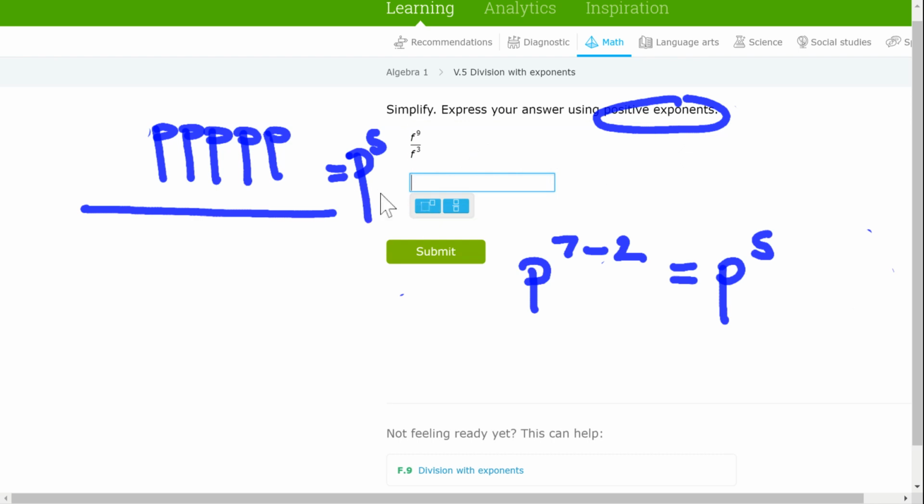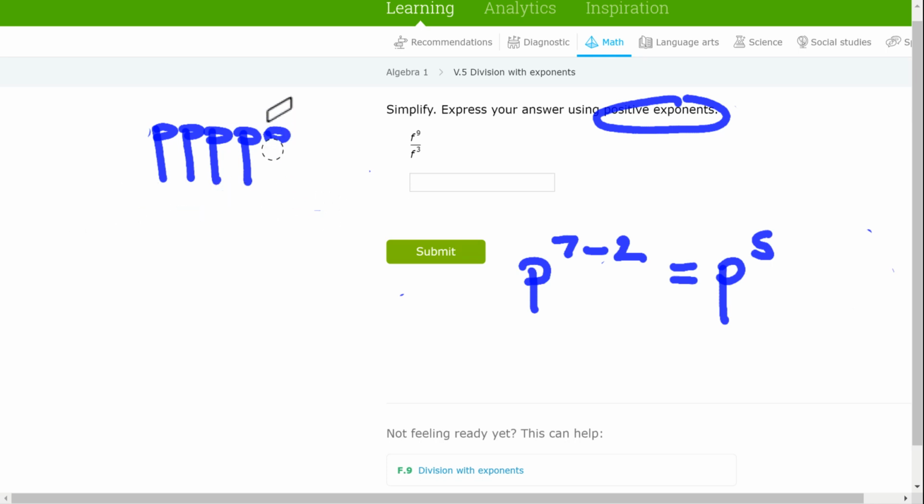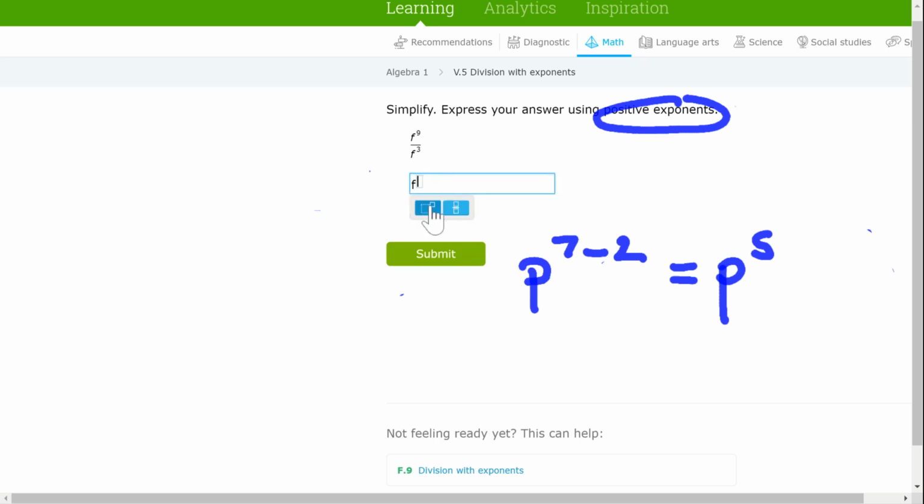Same thing with this problem. See, they're not all so difficult. When you divide, you need to minus the exponents. So 9 minus 3 is a positive 6. So since we have a positive 6, it's just going to stay right in the numerator. So then we don't need to do anything fancy with it. We just write f to the 6.